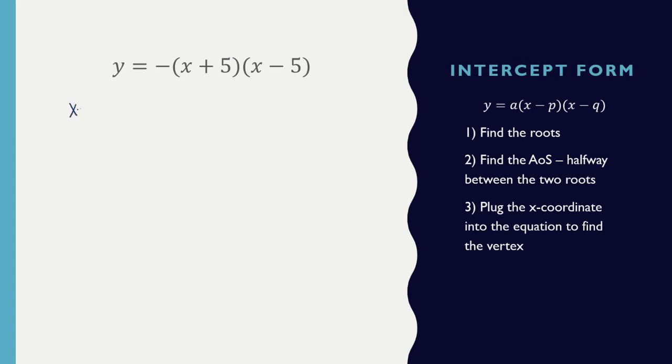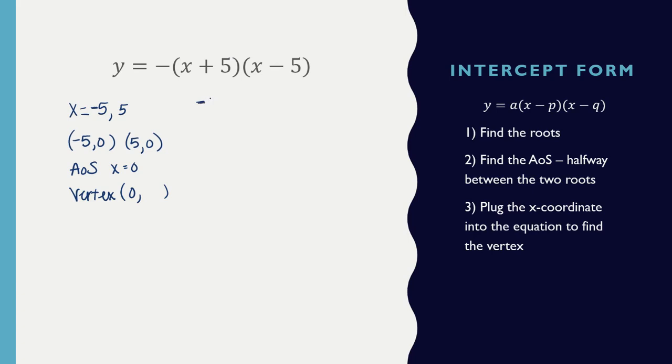Hopefully you figured out that x is equal to negative 5 and positive 5. So then we have intercepts or roots at negative 5, 0 and at positive 5, 0. And the axis of symmetry then is halfway between them. This one's a little bit easy because 0 is halfway between the two, which means that the vertex is at 0 something. So let's plug 0 into the equation to figure it out.